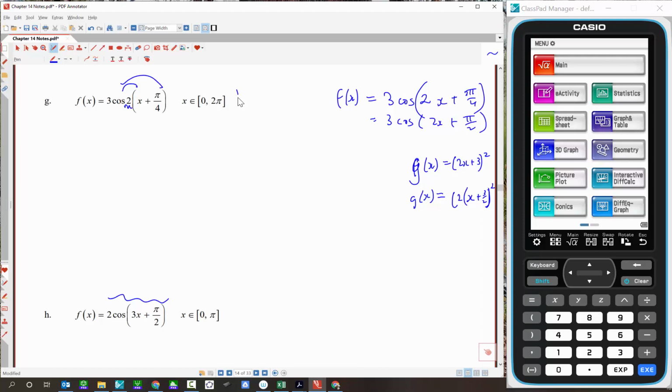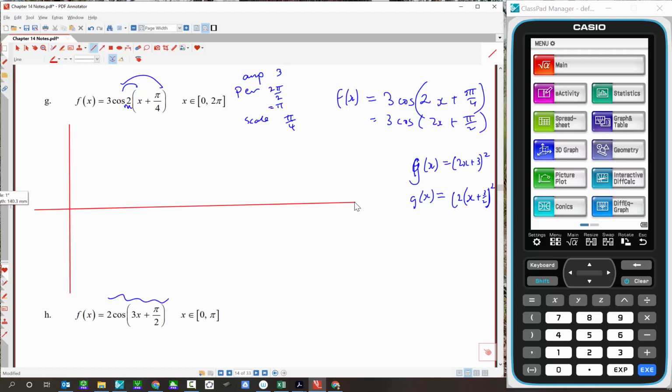Right, so let's go amp. First of all is 3. Our period is going to be 2 pi over this value here. This is the n value here. That's the coefficient of x, okay? So we're going to go 2 pi on 2, which is just pi, and our scale is going to be pi on 4, which matches the translation, which is good news for us. All right, so let's get the sketch going. So I'll do this sketch in blue and switch to red for the actual graph. Oh no, let's do it in red.